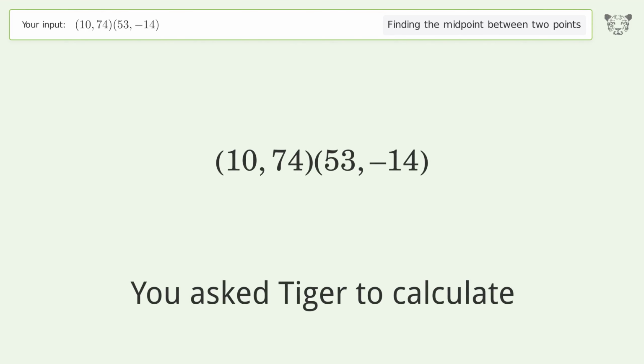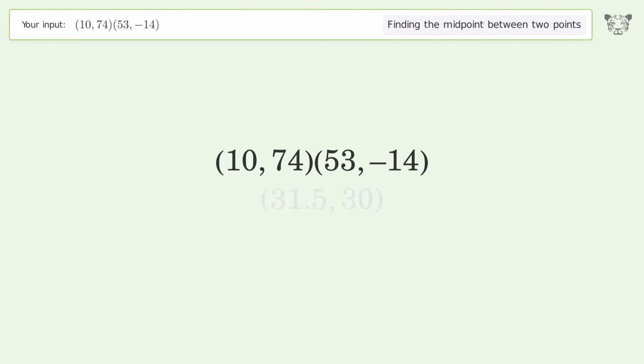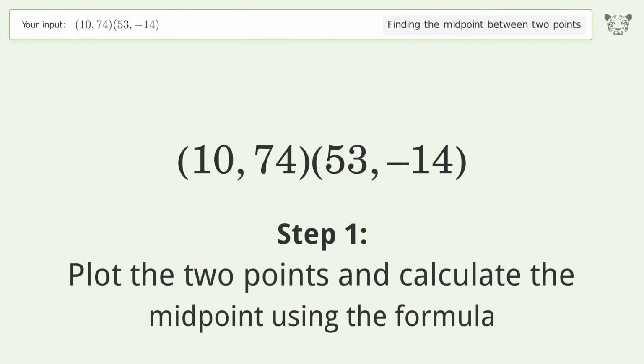You ask Tiger to calculate. This deals with finding the midpoint between 2 points. The midpoint between the 2 points is 31.5, 30. Let's solve it step by step. Plot the 2 points and calculate the midpoint using the formula.